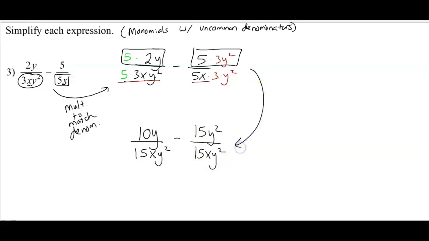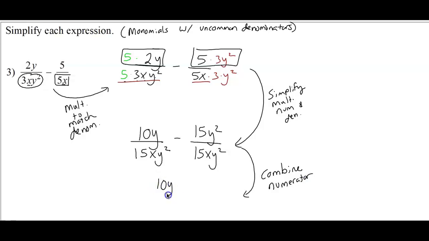So we're going to simplify by multiplying the numerator and denominator. Okay? So first of all, we multiply to match, and after that we go ahead and do that multiplication to simplify it. All right, well, now that they have a common denominator, we can combine the numerators, the same steps that we did on the last set of problems. So 10y minus 15y squared all over the common denominator here of 15xy squared.